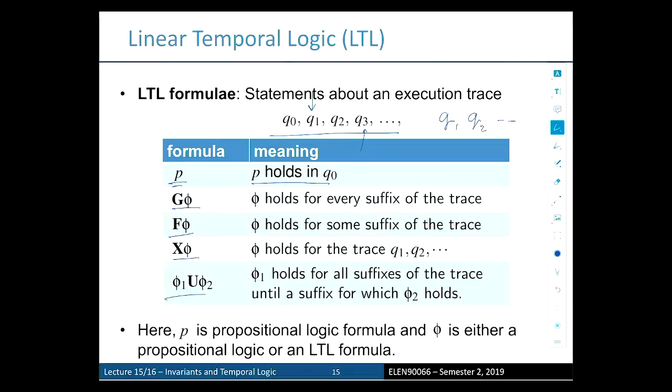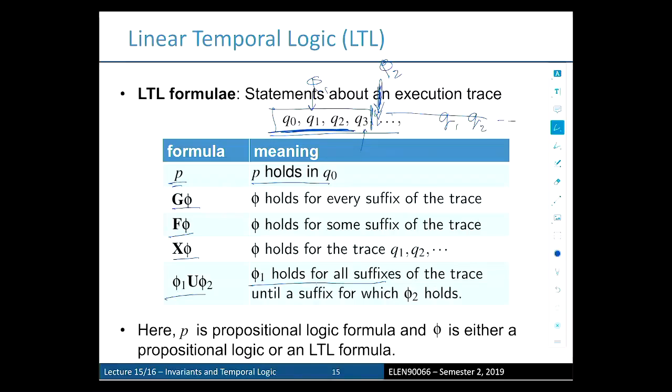Until is Q1 holds for all suffixes until something else happens. For example, if I want to say phi1 U phi2, for this whole portion of the trace phi 1 is satisfied, and then here phi 2 starts being correct, then I don't care about what happens next. So until phi 2 is satisfied, phi 1 continues to hold.